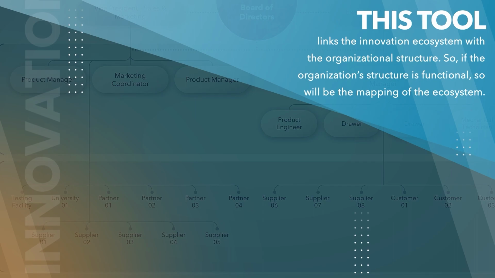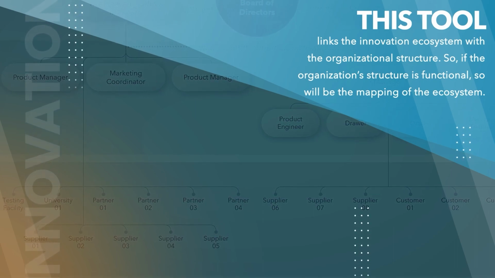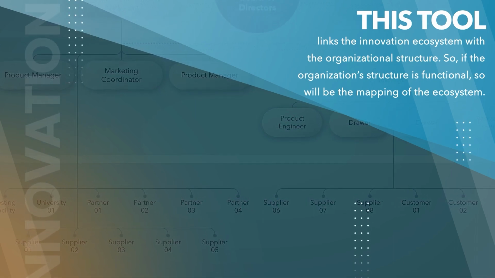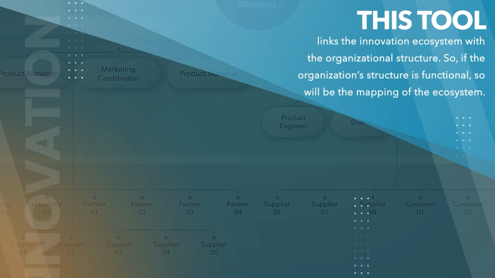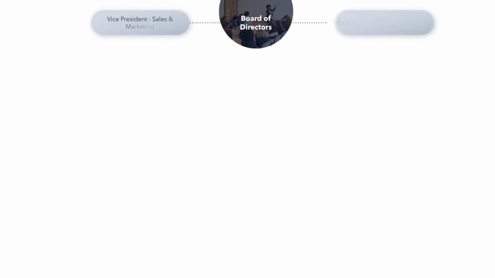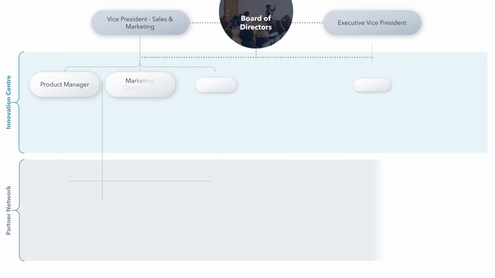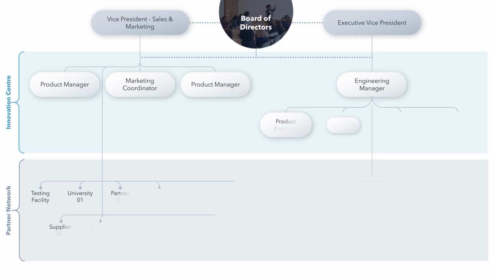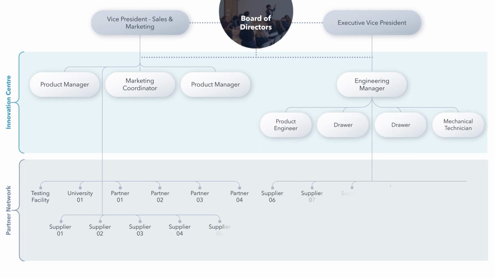This tool links the innovation ecosystem with the organizational structure. So if the organization's structure is functional, so will be the mapping of the ecosystem. This case comes from a club member who wanted to clearly show the 2 main functional teams involved in the Innovation Center and the external partner network associated with each of them. This mapping approach loses the link with the innovation strategy, but it can be useful if partners are dedicated to specific business functions.